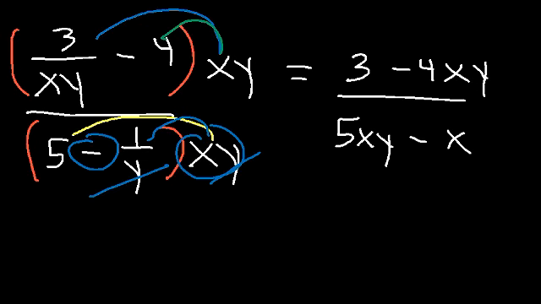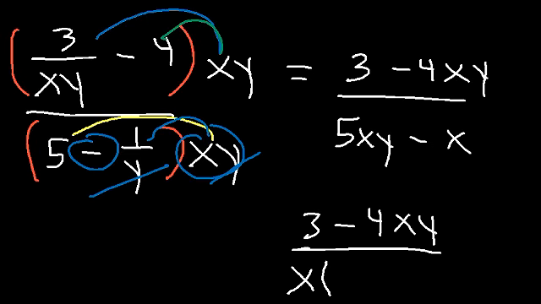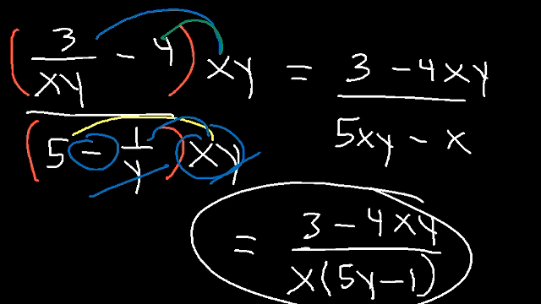So this is the answer. But notice that we can factor out an x in the bottom. So we could leave the answer like this if we want. If we take out an x, it's going to be 5y minus 1. So you can report the answer like this if you want to.